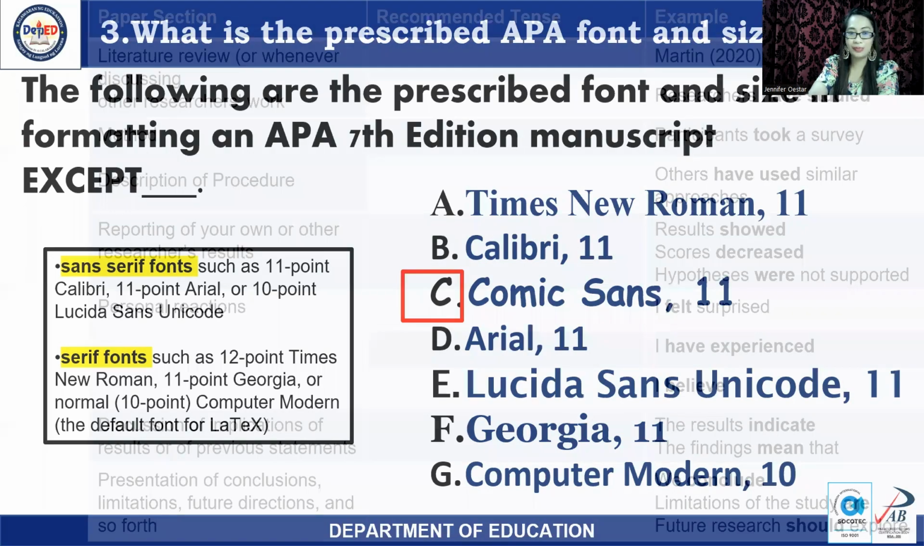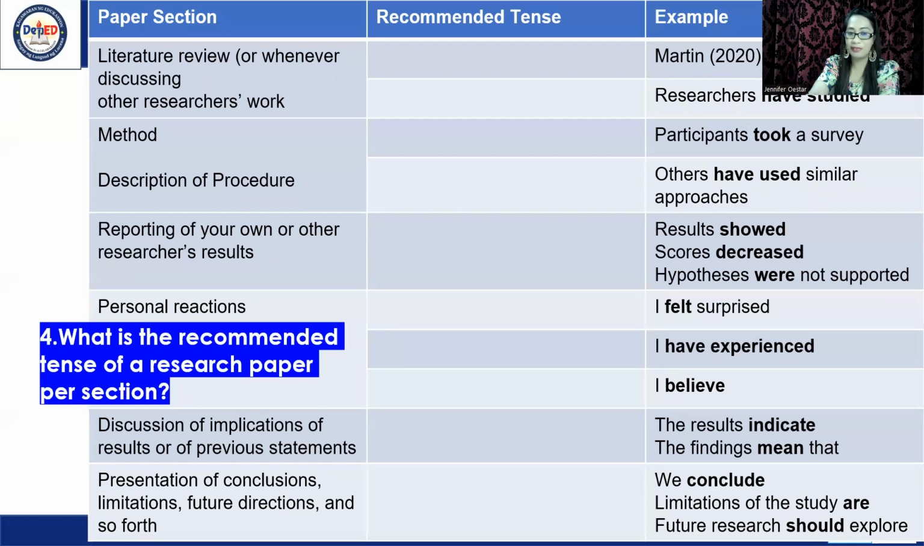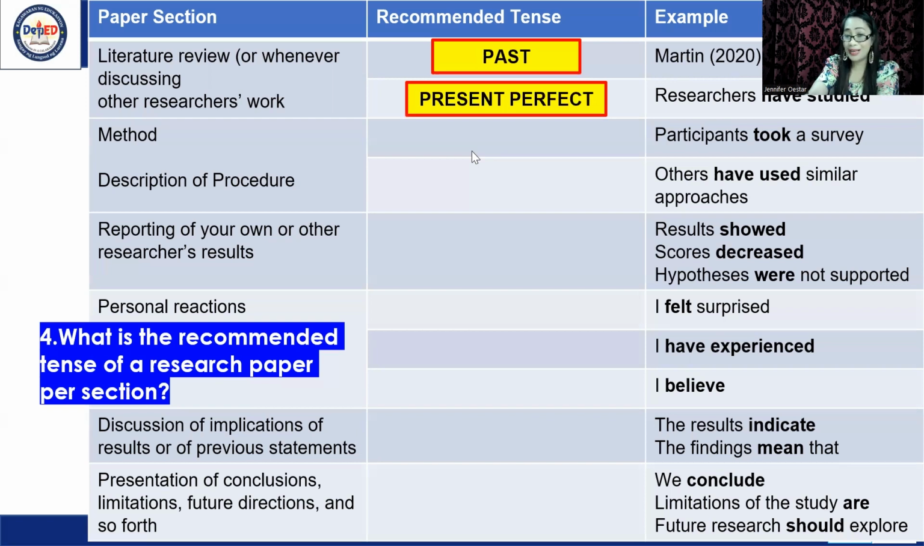Next question. So here, what is the recommended tense of a research paper per section? Do you have any idea? Literature review or whenever discussing other researchers' work? Example here is Martin 2020 addressed. Researchers have studied. So what would be the correct or the recommended tense? Yes, you are right. Literature review should be in the past tense or in the present perfect tense.